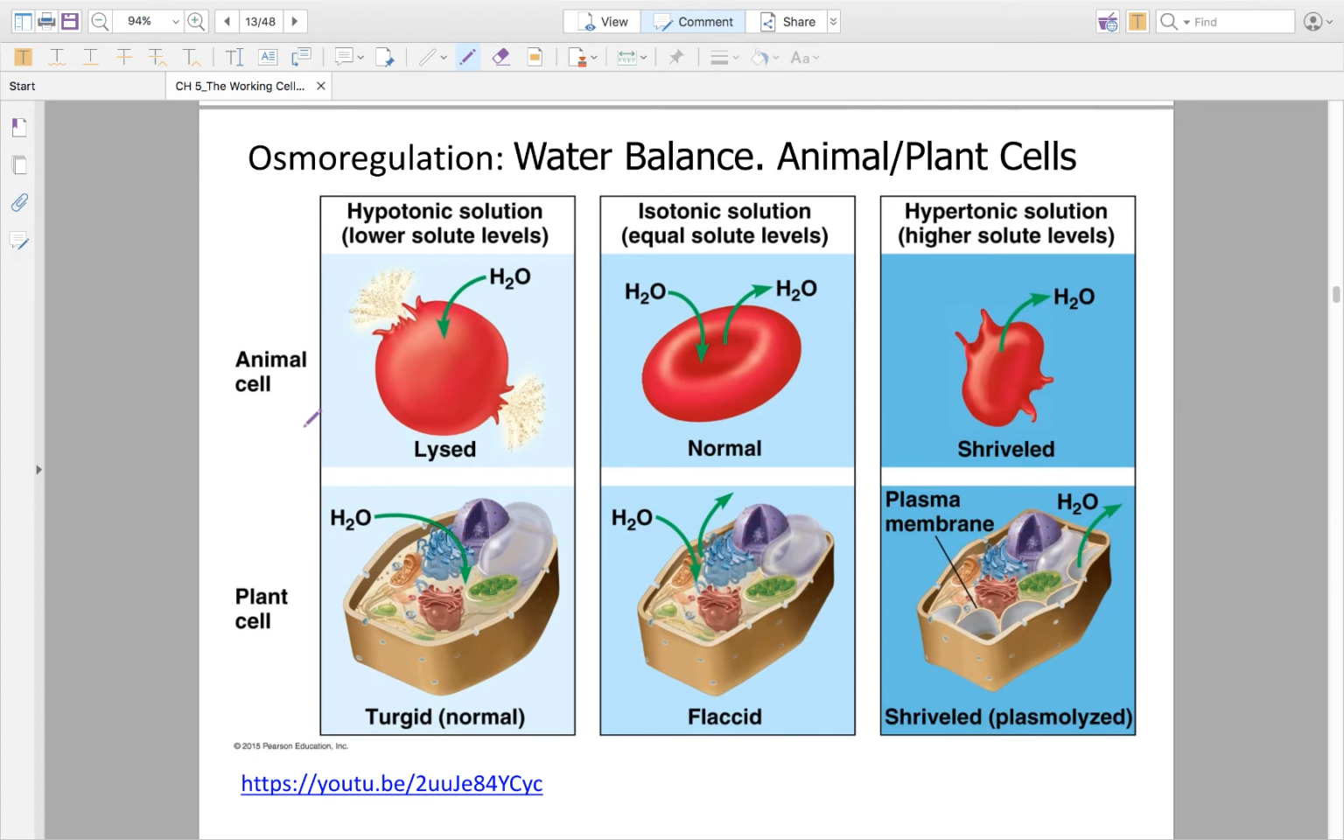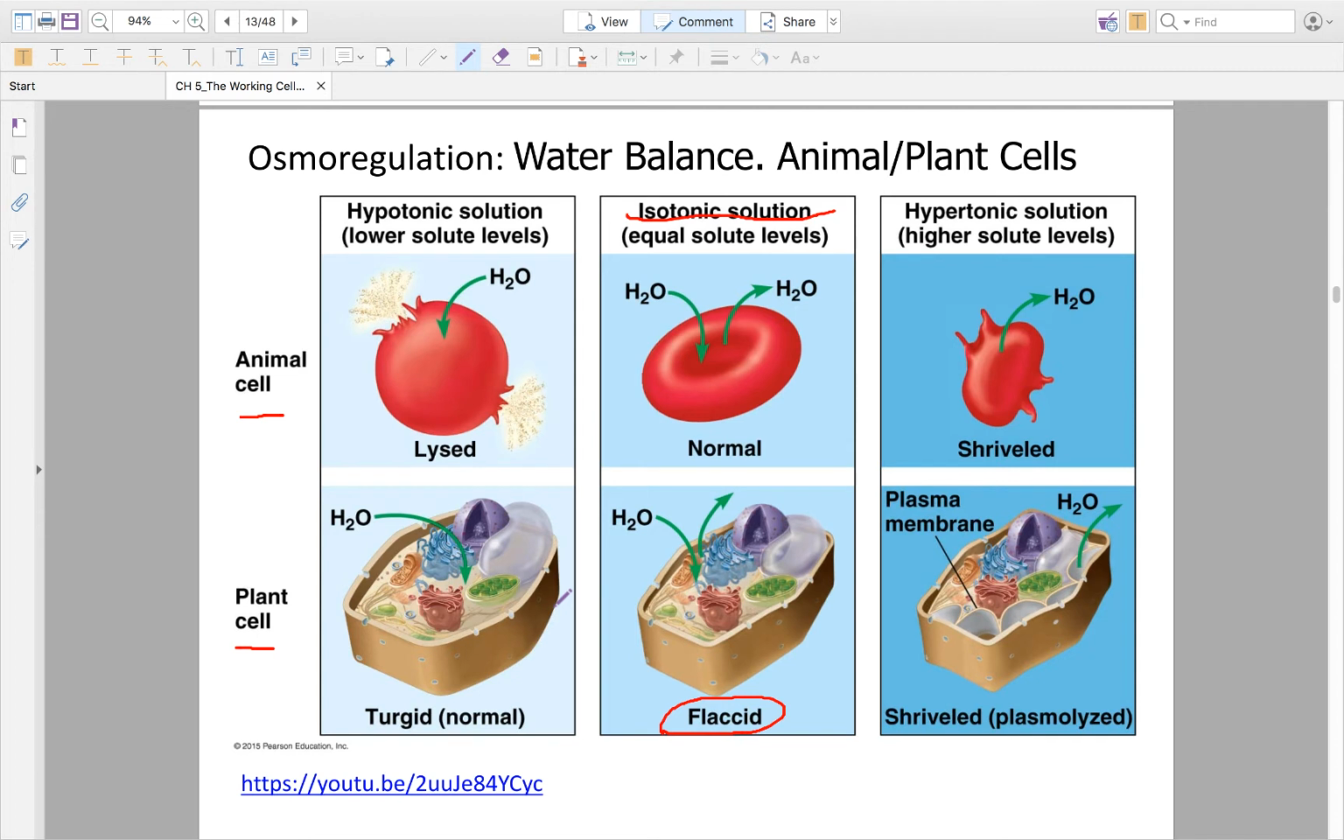Okay, so this is sort of a little recap of osmoregulation. The only difference here is we're comparing animal cells to plant cells. Animal cells, these are human red blood cells. They prefer to be in an isotonic solution. You can see water coming in and out, but it's coming in and out at an equal rate. Plant cells do not like that. In an isotonic solution, a plant will be flaccid, limp, no good.